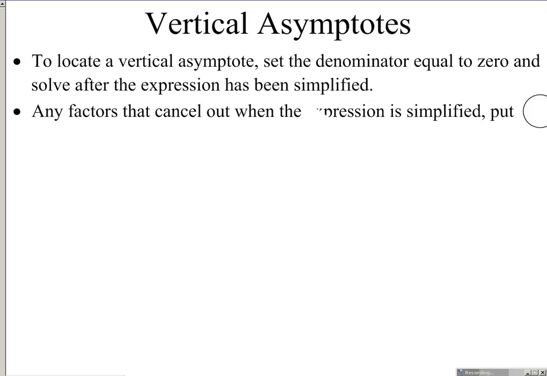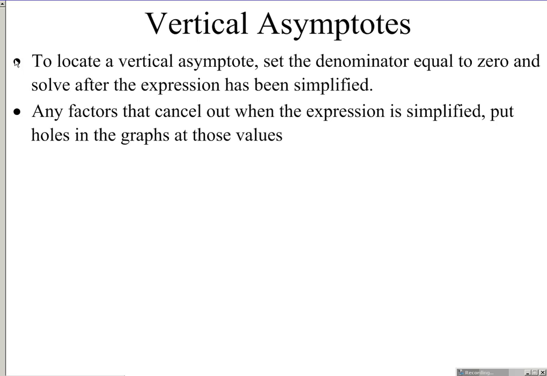Any factors that cancel out when the expression is simplified, you put holes in the graph at those values. So the first thing you are going to do to identify a vertical asymptote is factor the rational function. If any of the factors cancel out, that is where you're going to have holes in your graph, at whatever values make that expression equal to 0 for whatever cancels out.